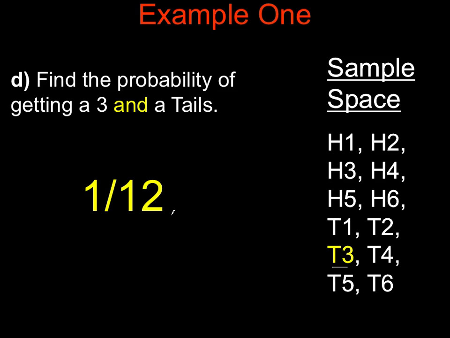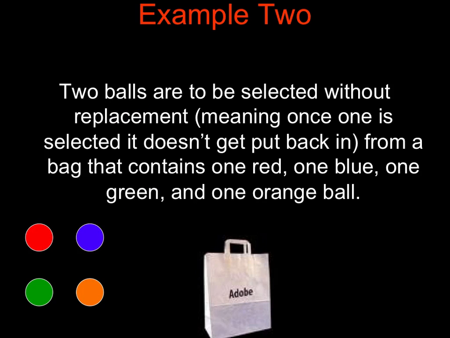So here you can see how we can use in conjunction the tree diagram, which is going to help us get a sample space, and the fundamental counting principle, which is going to help us get the total number on the bottom. So example 1 dealt with 2 separate experiments, and they were completely independent of each other. Now in example 2, we're going to talk about a dependent situation.